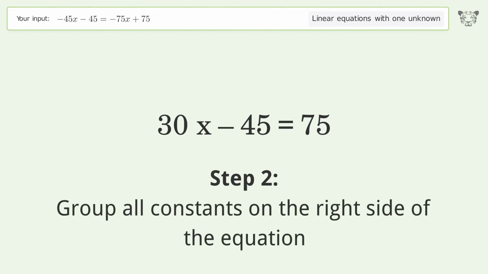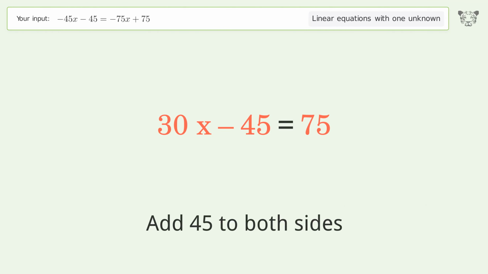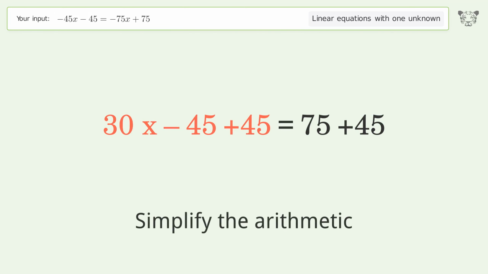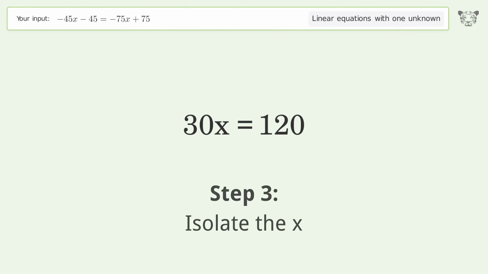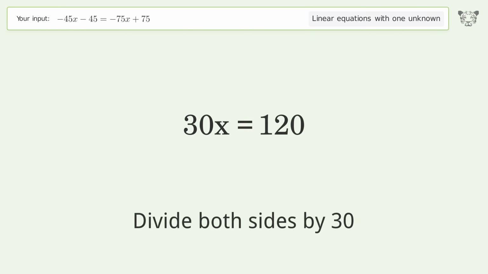Group all constants on the right side of the equation. Add 45 to both sides. Simplify the arithmetic. Isolate the x. Divide both sides by 30.